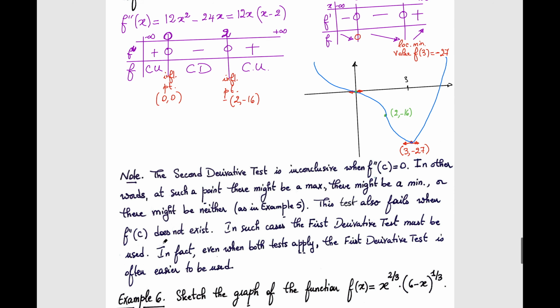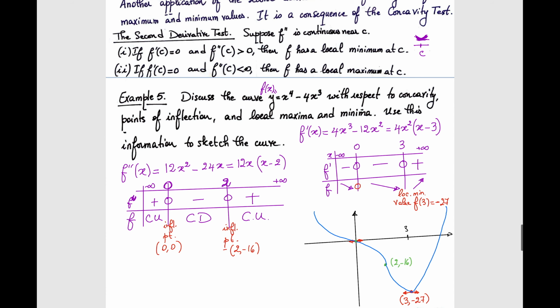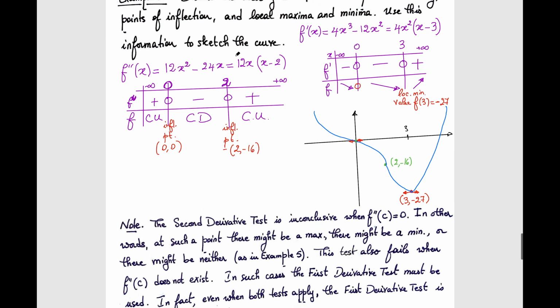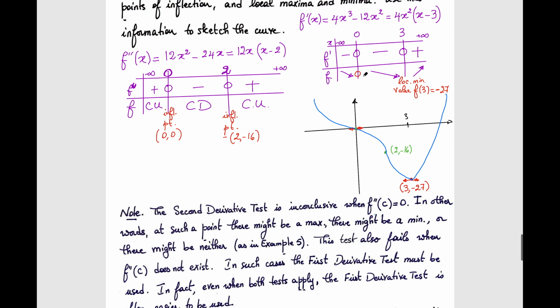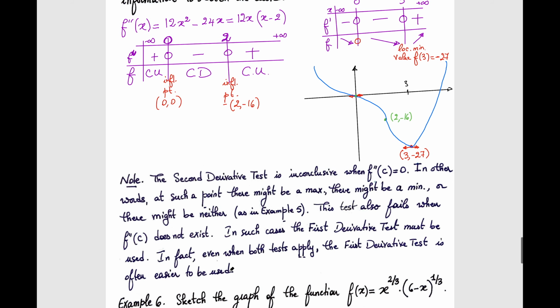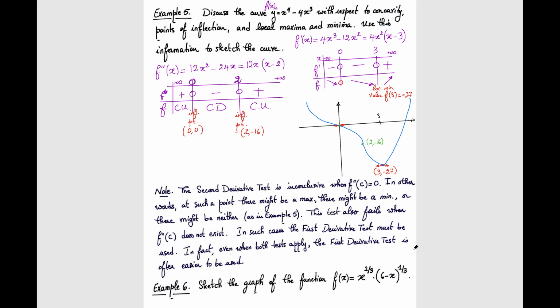This test also fails when f double prime doesn't exist, right? So as long as neither this nor that happens, the test is not applicable. It's not going to give me any information. So this is another scenario when f double prime doesn't exist. In both cases, the first derivative test has to be used, as we used here, to infer that at 0, 0, there's nothing going on besides just the function passing through its horizontal tangent. That's it. In fact, even when both the first and the second derivative test are applicable, the first is often easier to use. So we use it more often than not.